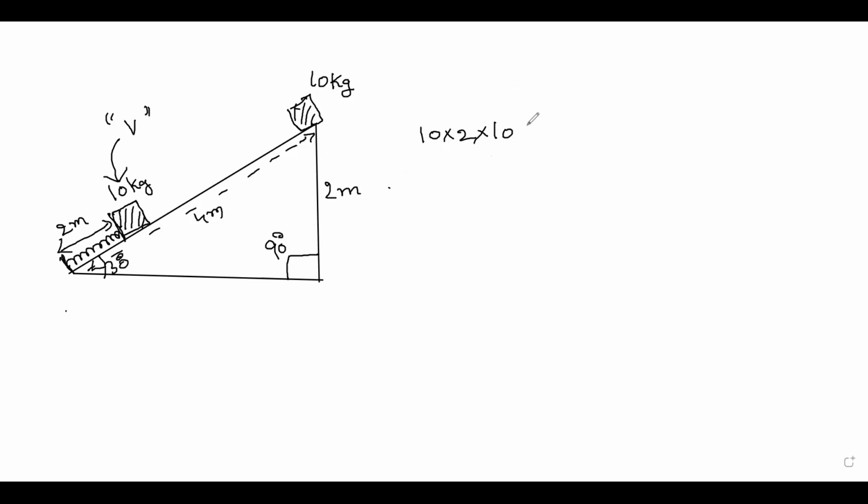Yes, sir. Plus kinetic energy of the system. Half, before hitting this, the kinetic energy is half into 10 into v square. We don't know what is that velocity with which it has hit. That only we have to find. That is the total energy with which it has hit the spring system. Okay.